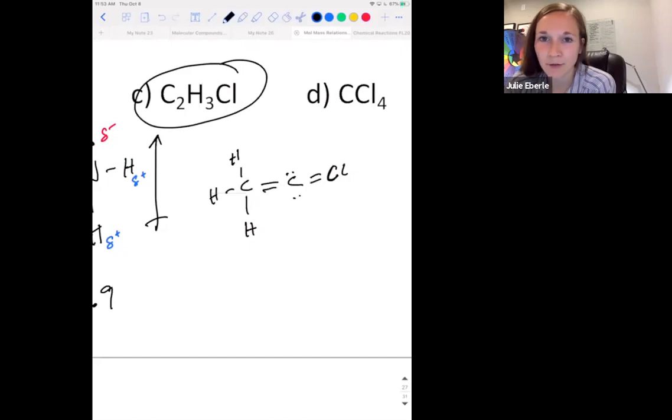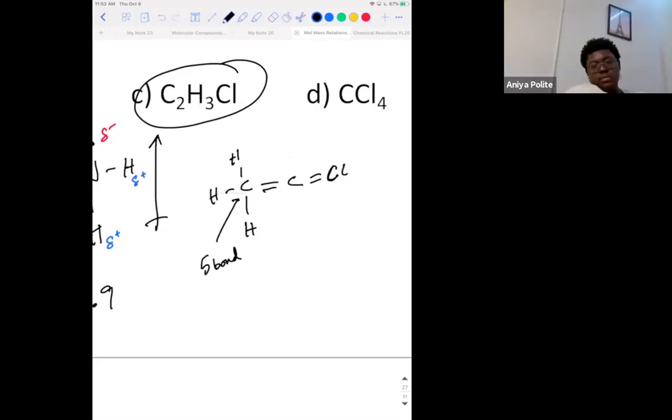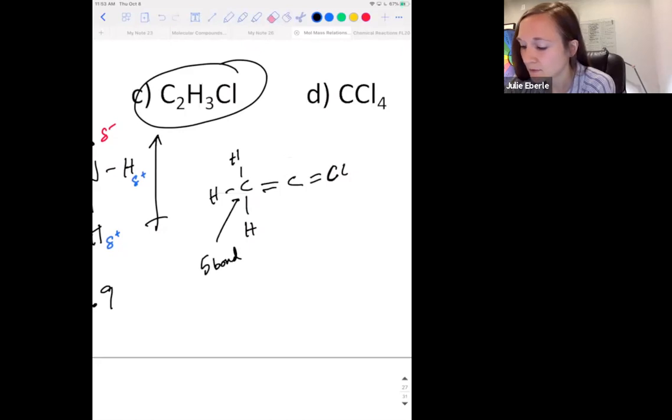What's wrong with if I do double bonds? Well, now this carbon over here has 5 bonds. That's exceeding the octet, and carbon never exceeds the octet. It's not an exception. Okay, so what do I have to do?